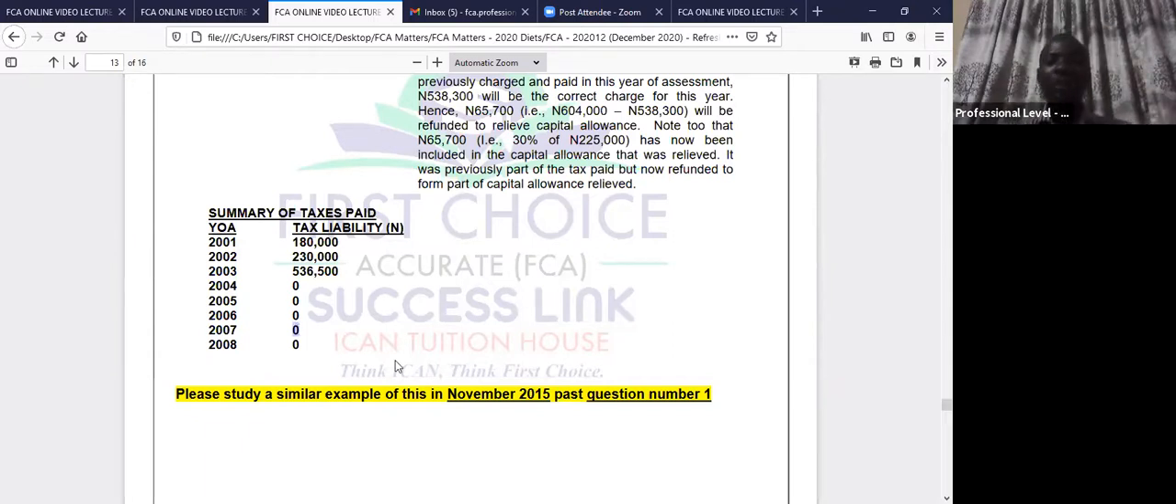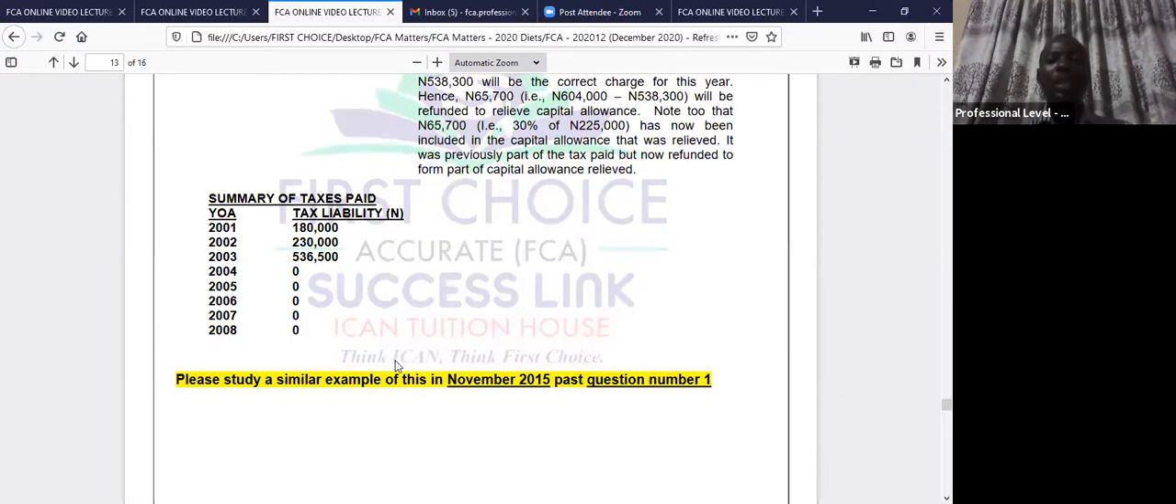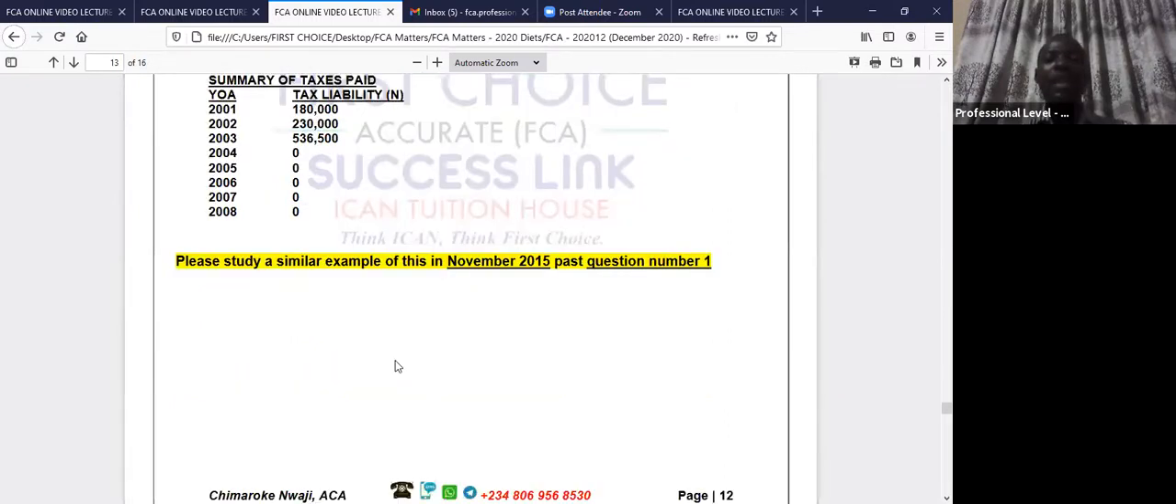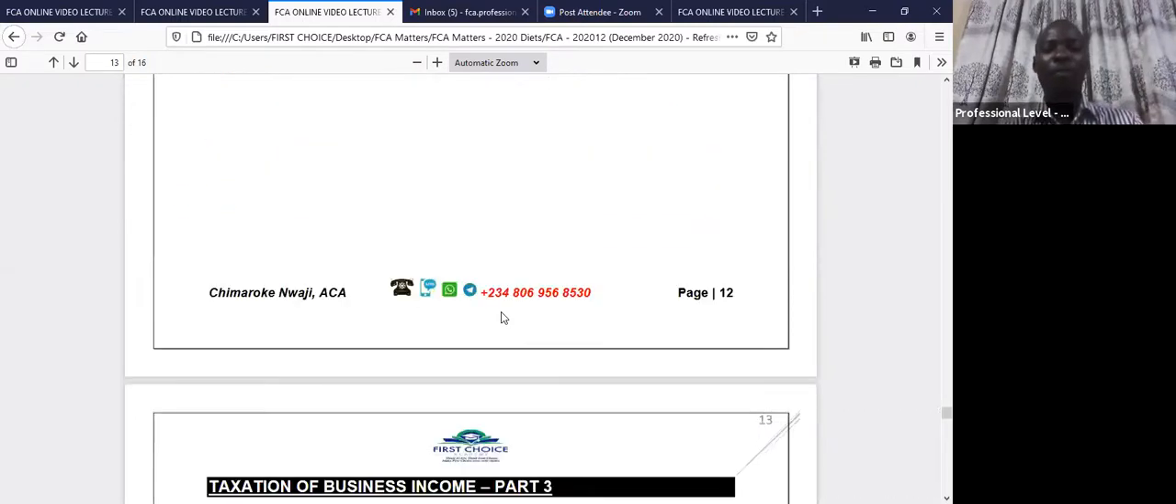Now, study a similar example in the 2015 past question, the skills level past question paper. Go and get question number 1 and study it. That will help you very well in learning capital allowance carried backward.